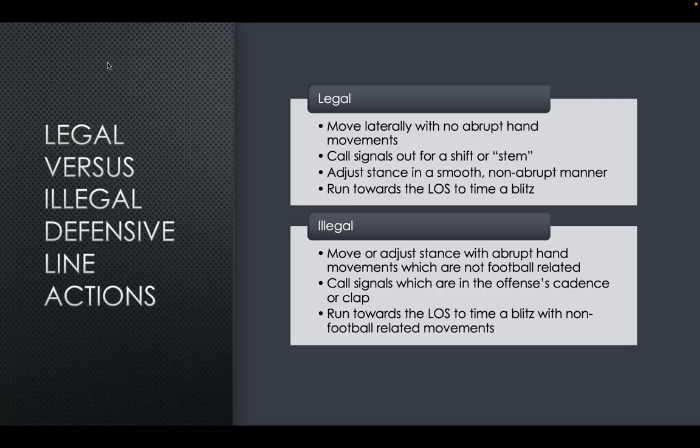So what is illegal? Moving or adjusting the stance with abrupt hand movements which are not football related. I'll show some footage on that. Calling signals which are in the offensive cadence, or clapping. I discussed that. And running towards the line of scrimmage to time a blitz with a non-football related movement. This mainly goes towards hand gestures.